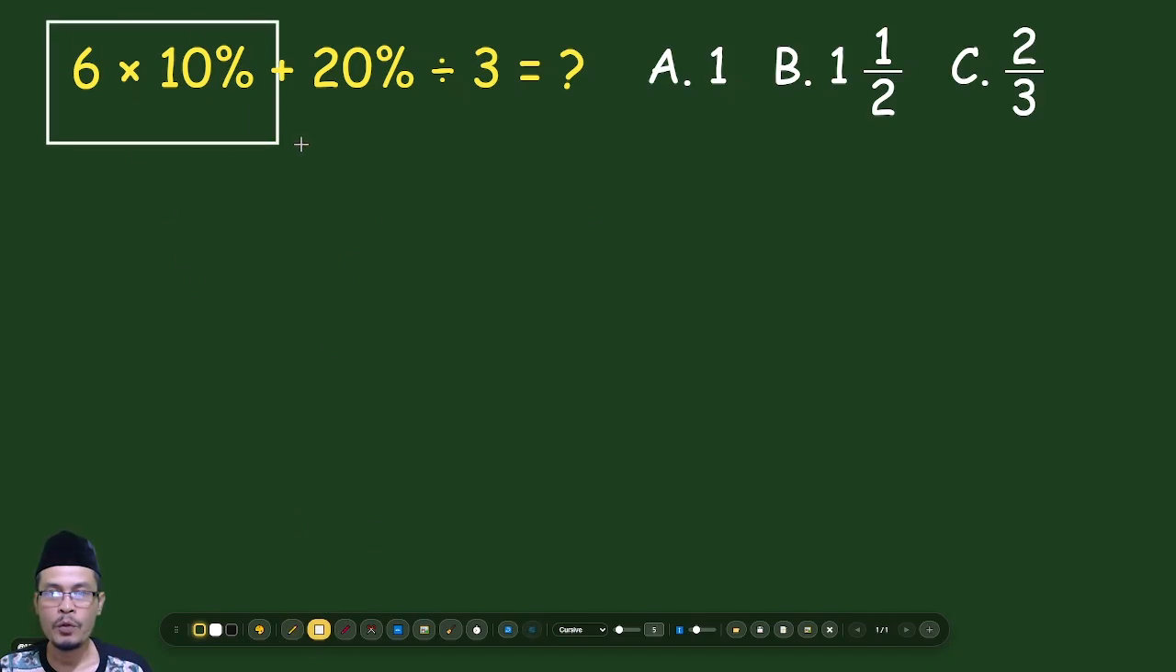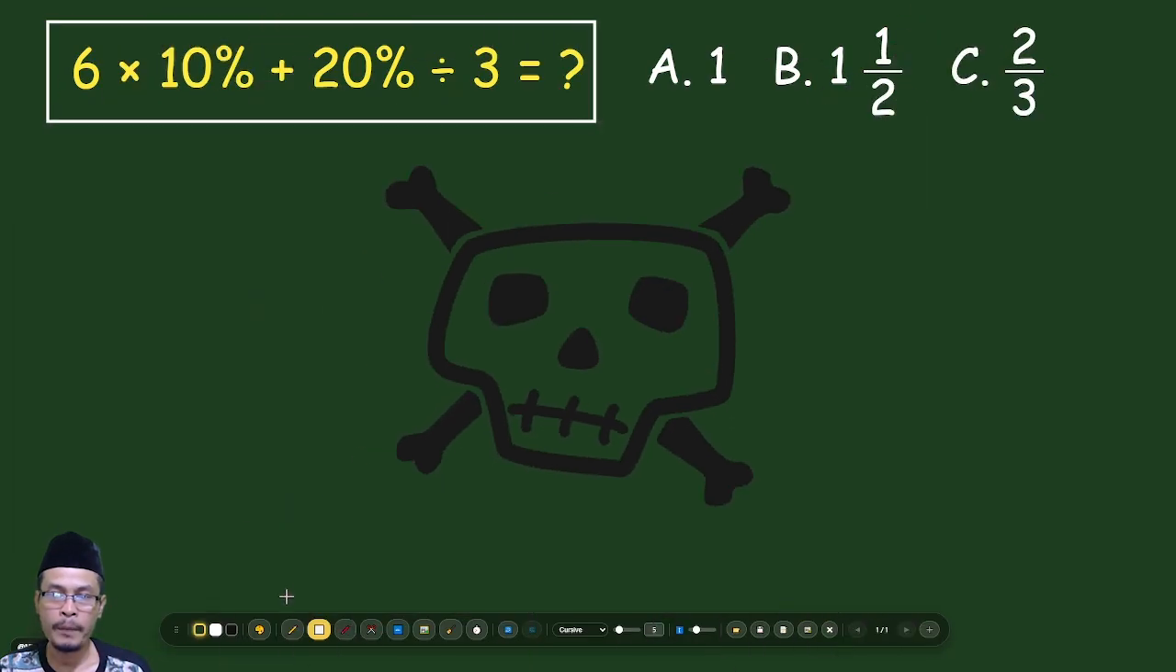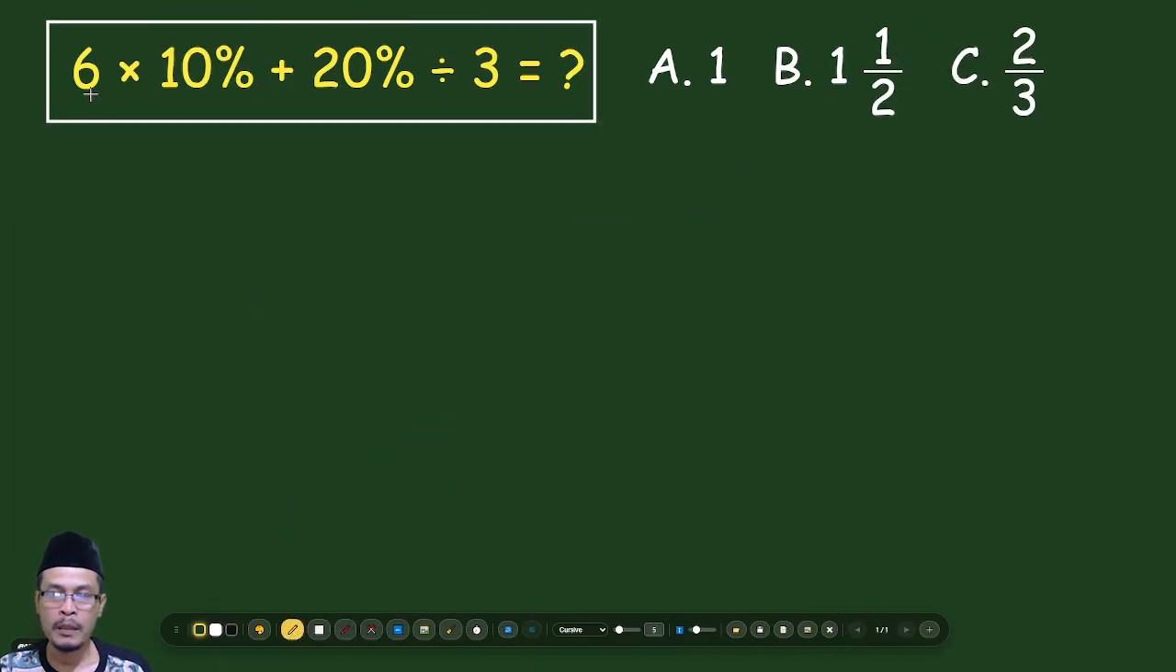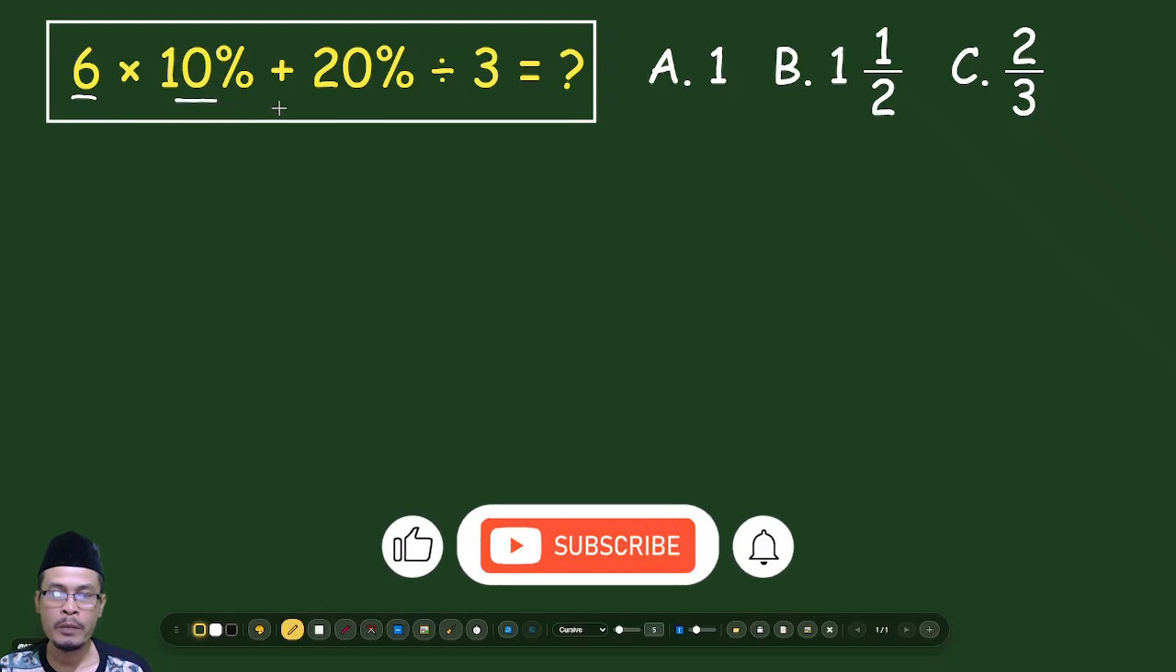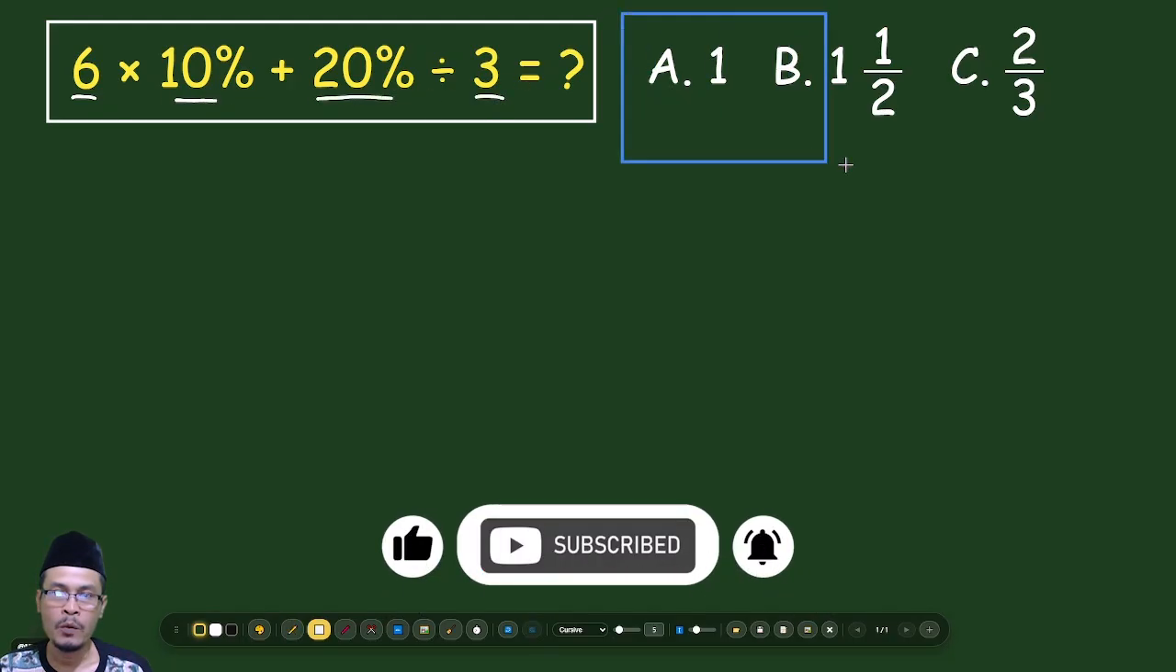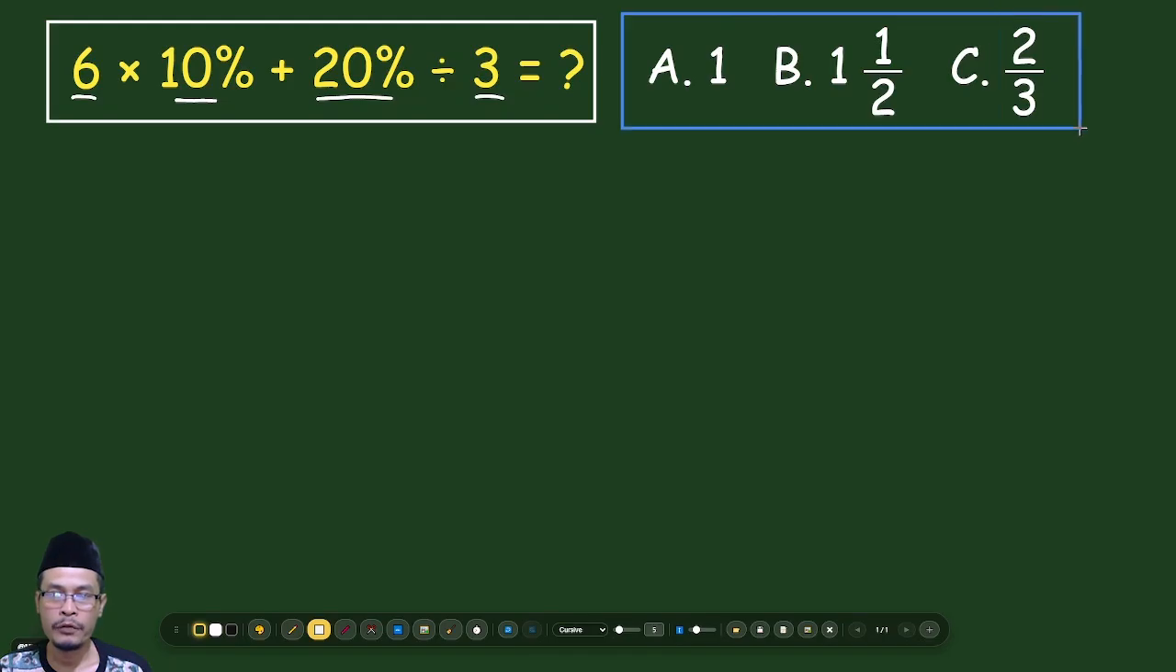Today's problem is small but mind-bending. 6 times 10% plus 20% divided by 3. Your options are A, 1; B, 1.5; and C, 2/3.